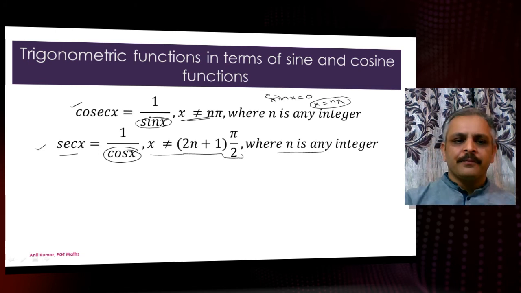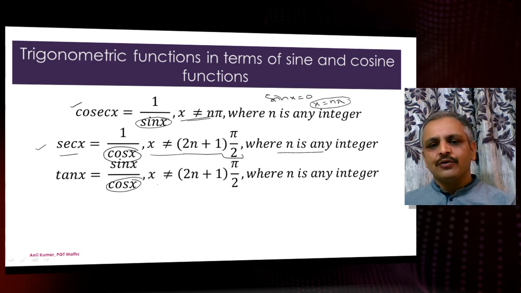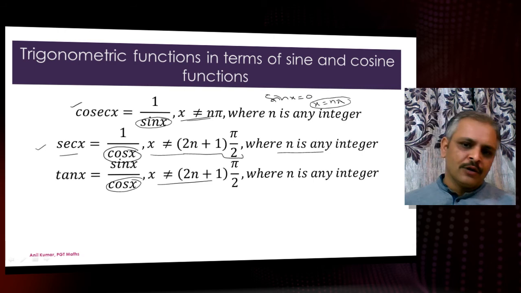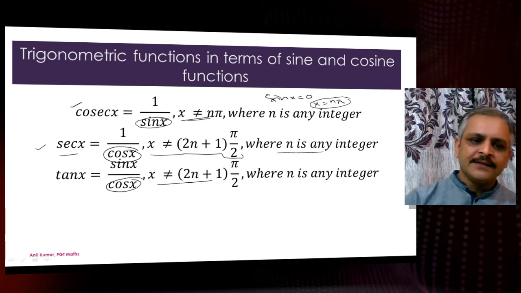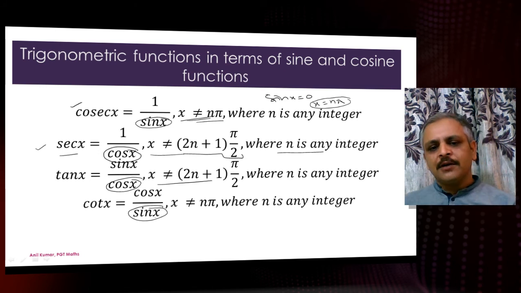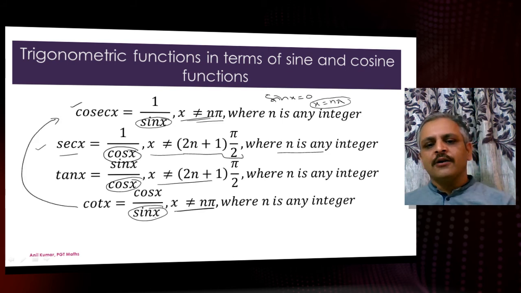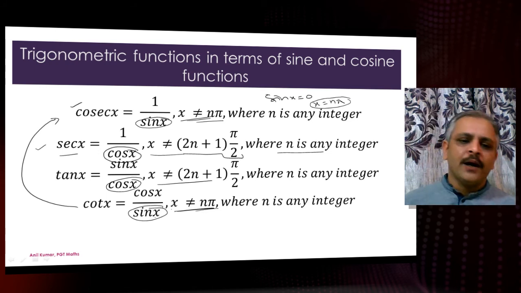Tan x, its denominator is also cos x. So the same condition applies, that cos x should not be 0. So x should not be equal to odd multiple of pi by 2. Whereas in cot x, the denominator is sin x, and sin will be 0 at the multiples of pi. So the same condition is applied as cosecant x. So cot x will exist only when x is not a multiple of pi.